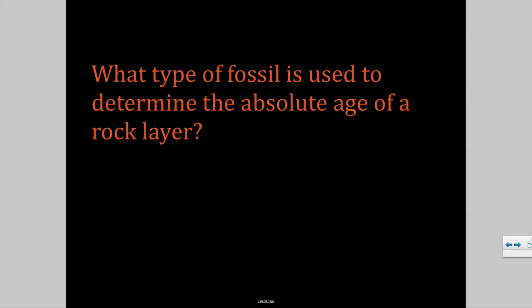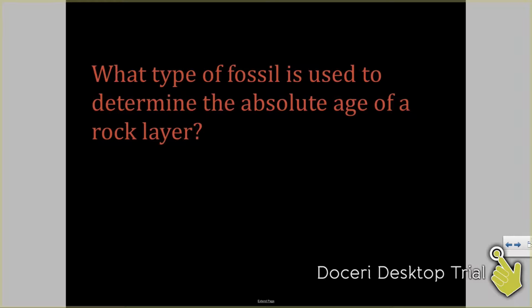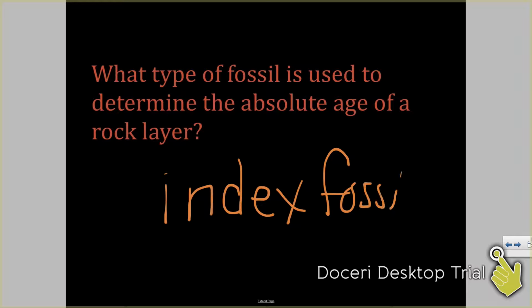So as we move on in reading, your next question that you have here is, what type of fossil is used to determine the absolute age of a rock layer? What type of fossil is used? Simon. Index fossil. So make sure on your paper that you write index fossil. All right? Any questions? We're all good so far, right? Yeah. Okie dokie.